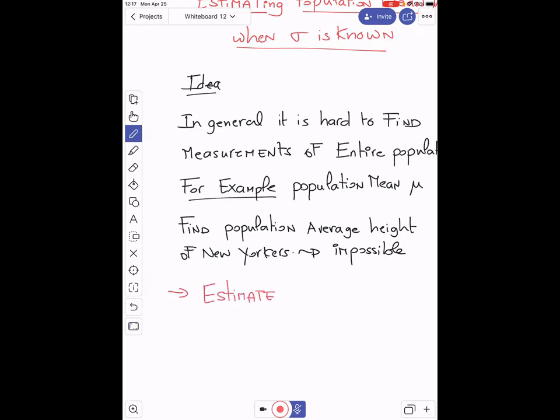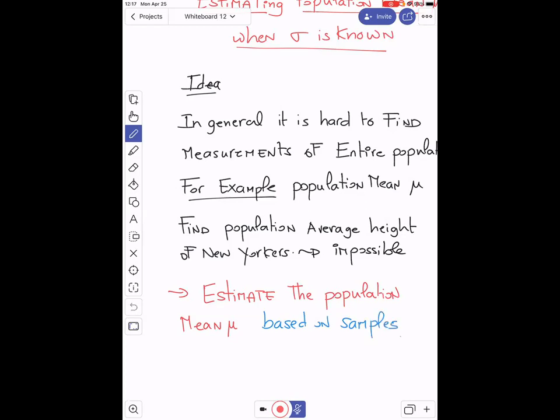So instead of measuring this population average or population mean, we're going to try to estimate the population mean mu based on samples.